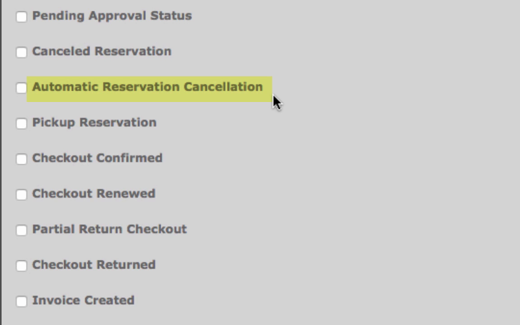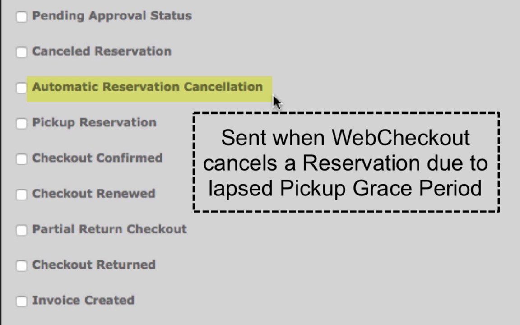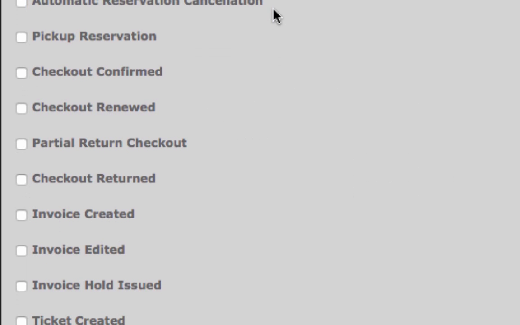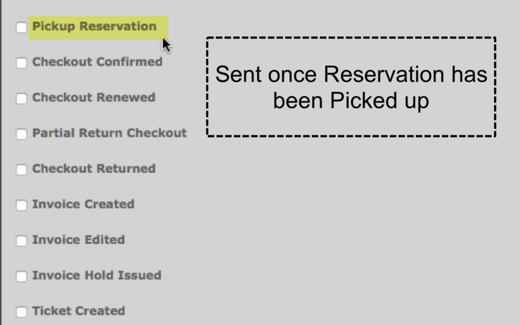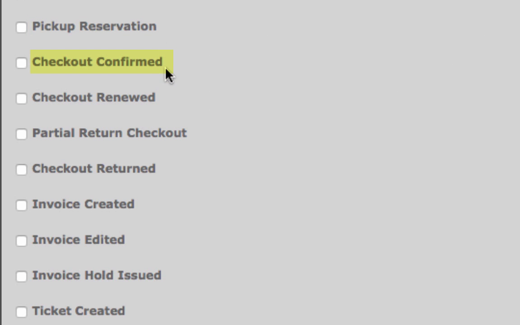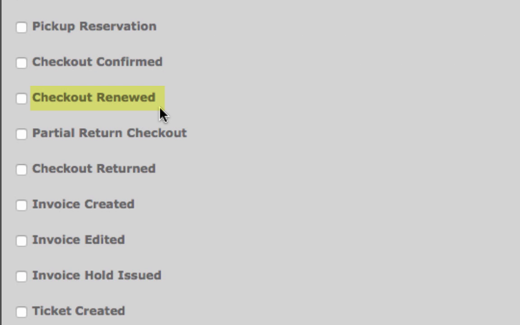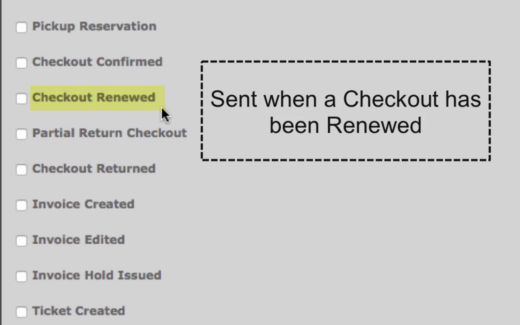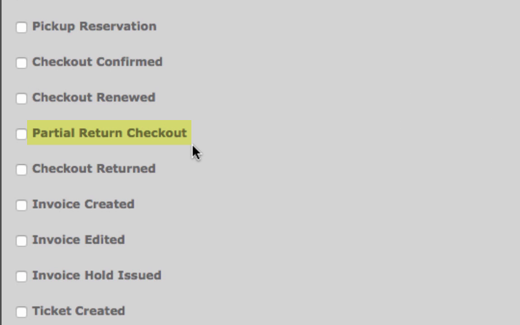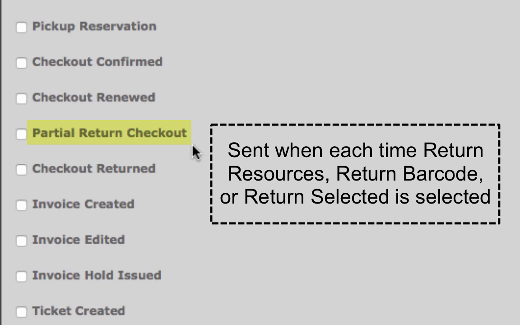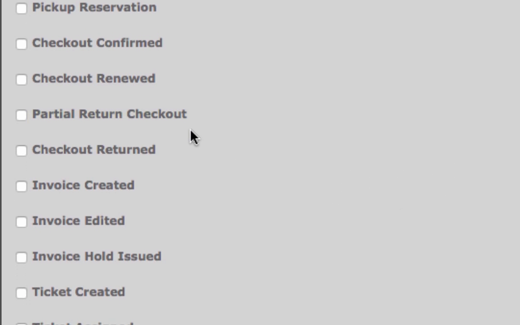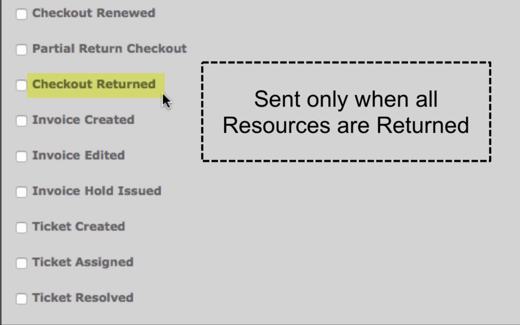Automatic reservation cancellation. Send email when WebCheckout cancels a reservation due to lapsed pickup time or pickup grace period. Pickup reservation. Send email once a reservation has been picked up. Checkout confirmed. Send email when a checkout has been made. Checkout renewed. Send email when a checkout has been renewed. Partial return checkout. Send email each time returned resources, return barcode, or return selected resources is selected. Checkout returned. Send email only when all resources in a checkout are returned.